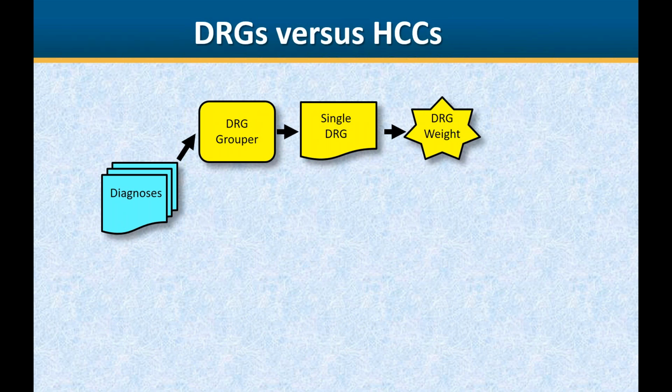We all know this. You make a list of diagnoses and procedures, by the way. It goes into a DRG grouper, and out comes a single DRG. That DRG is associated with a weight. That weight does reflect the underlying resources needed to care for that particular patient. So that can be used as some measure of the completeness of your inpatient documentation, as we talked about.